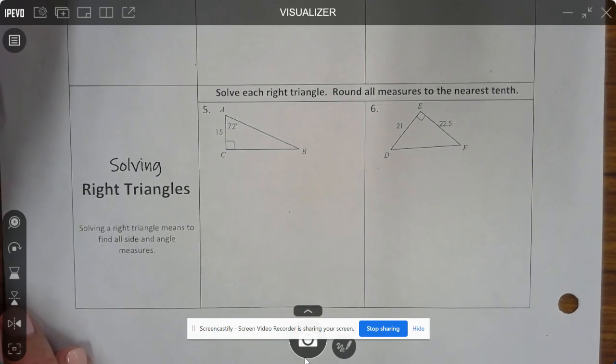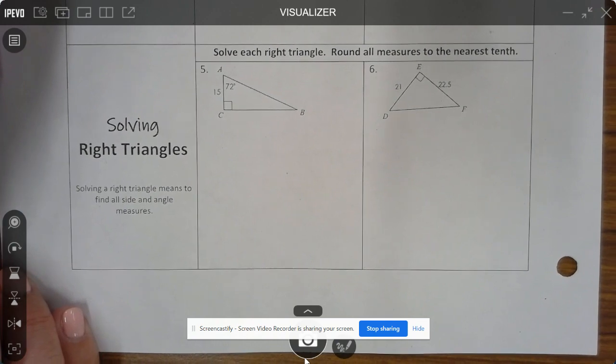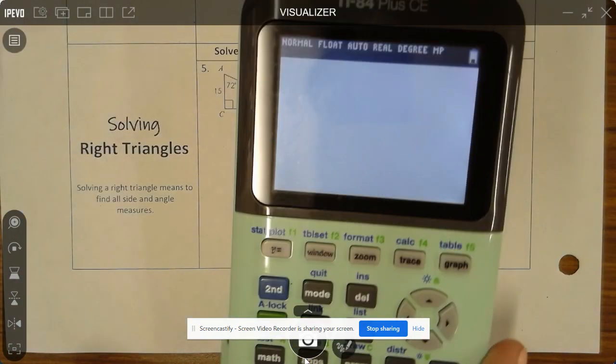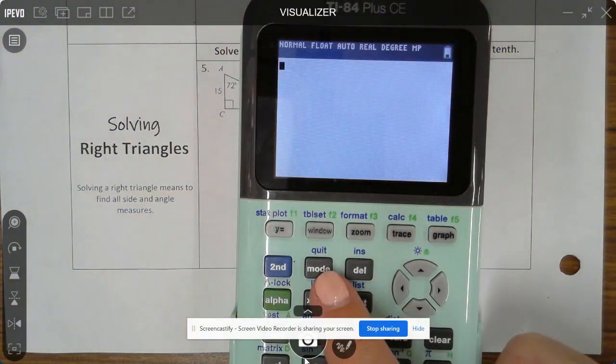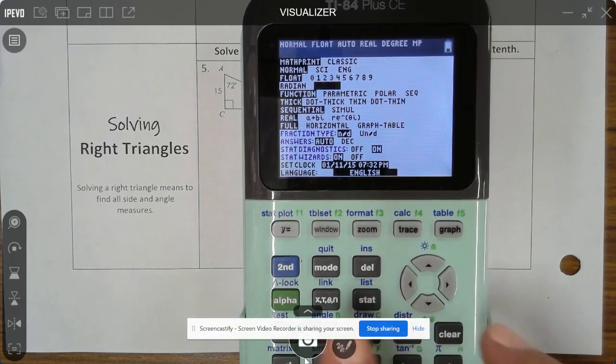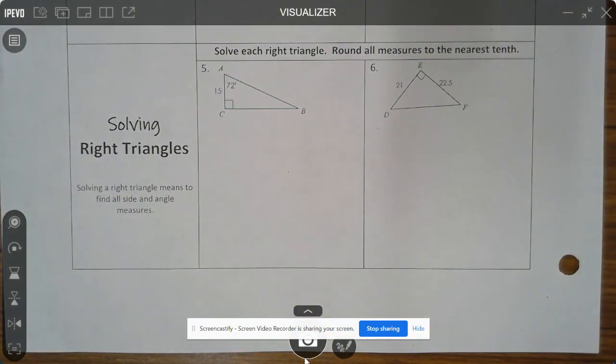Hi everybody. So today we're going to be solving some right triangles. But before we start solving, I just want to make sure that our calculators are in the correct mode. So when you check your calculator, hit the mode button that's next to your second button. Just make sure that on the third line down, you have degree highlighted instead of radian. And if you've done that, we're ready to solve some triangles.